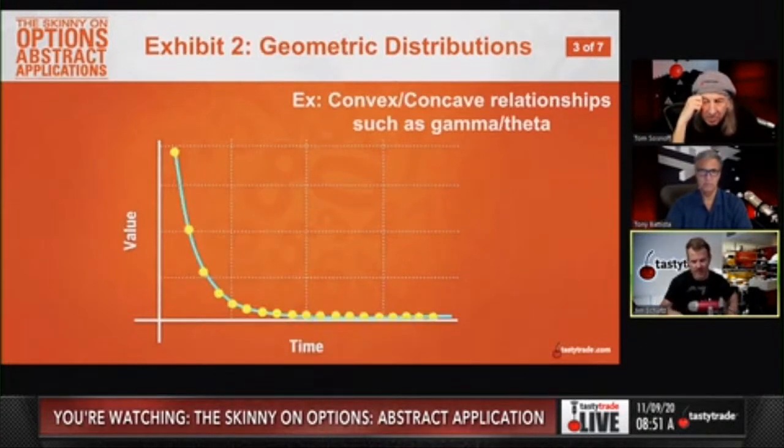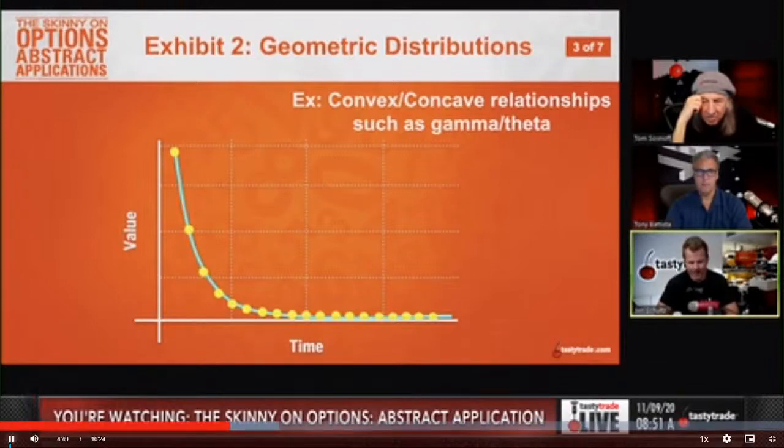All right, guys. So the next distribution doesn't look normal at all. This looks very abnormal, as a matter of fact. This could be some value over time, and this is where you start to bring in some convex functions, some concave functions. This could be gamma. This could be theta.